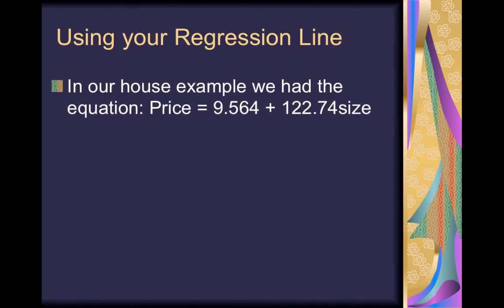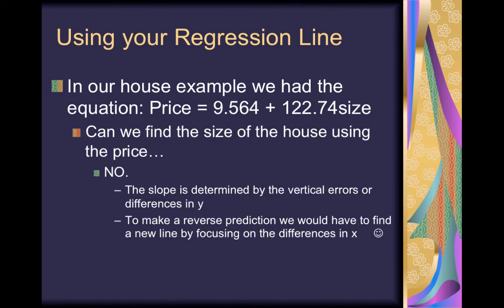Using our regression line. In our house example, we had, again, this equation. Can we find the size of the house using the price? So can we solve for x? No, we cannot. The slope is determined by the vertical errors or the differences in y. So to make a reverse prediction, we would have to find a new line focusing on the differences in x. So it only works one way. You can only use x to predict y. It does not go backwards.